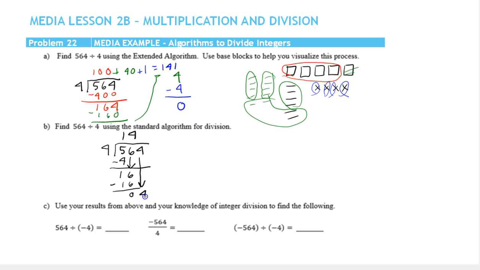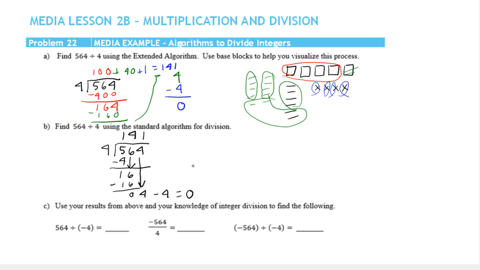We bring down this 4. We ask 4 goes into 4 how many times? Well, exactly once. We put that above the place value we were in, which corresponds to the units, subtract 4, and we get 0. Okay, so this is our standard algorithm for division, and this picture will help you connect why it works.